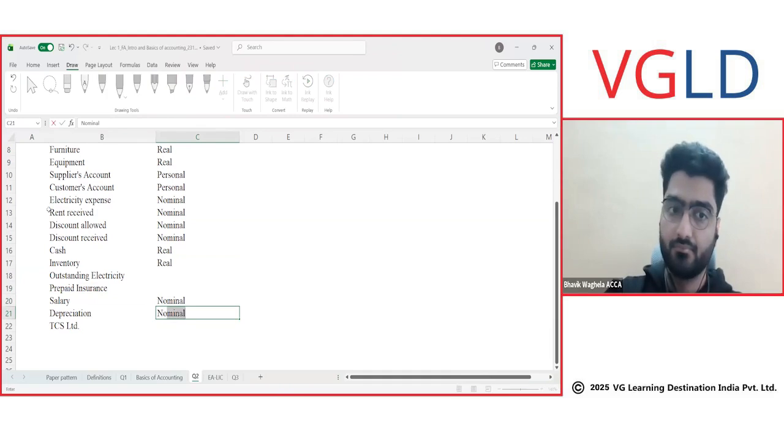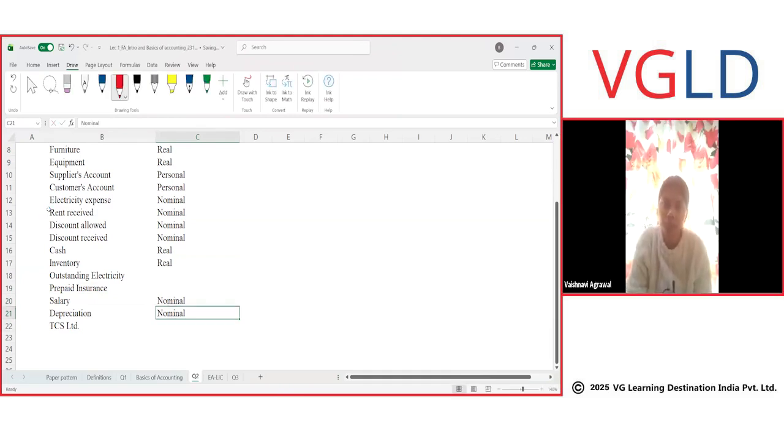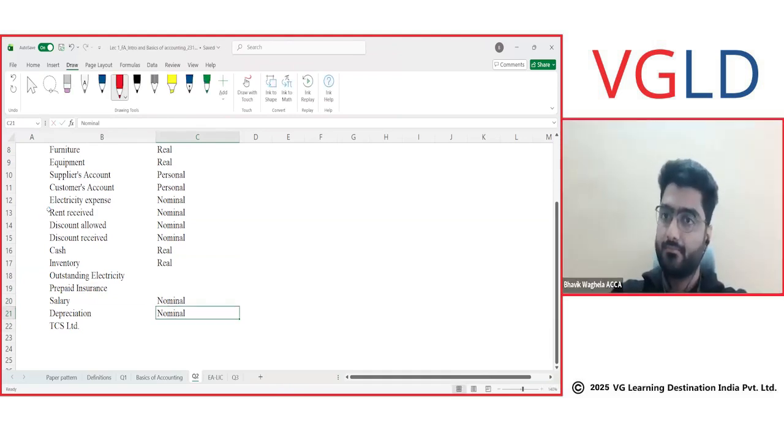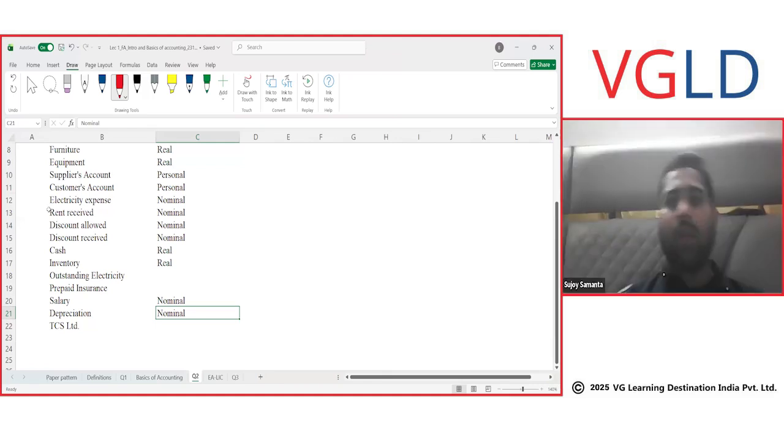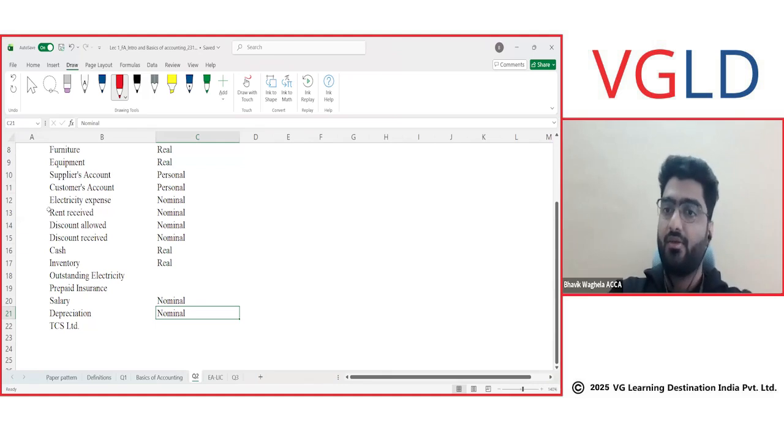Depreciation. Nominal account. Guys, what do I mean by depreciation? Anyone? Reduce the value, present value. Decrease in value of the asset, reduction in the value of the asset due to its wear and tear or the usage or the efflux of time. Efflux means passage of time. Okay.